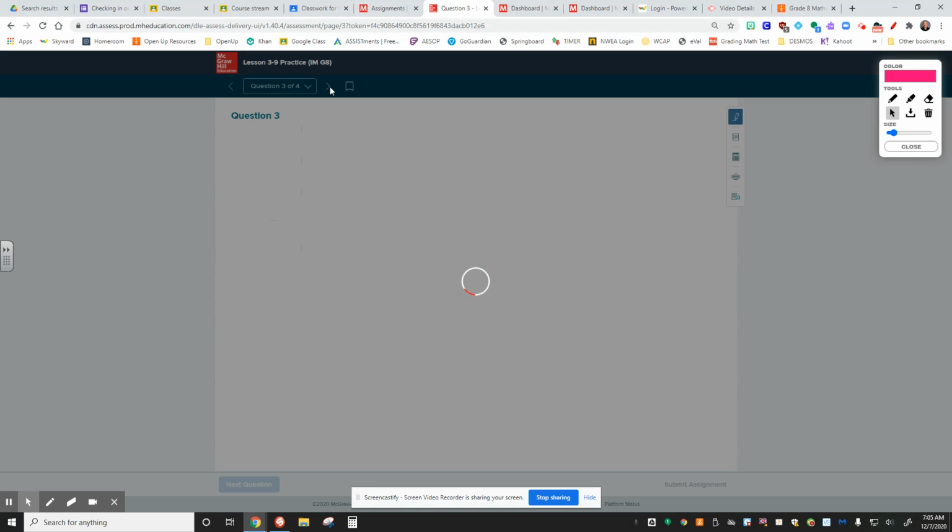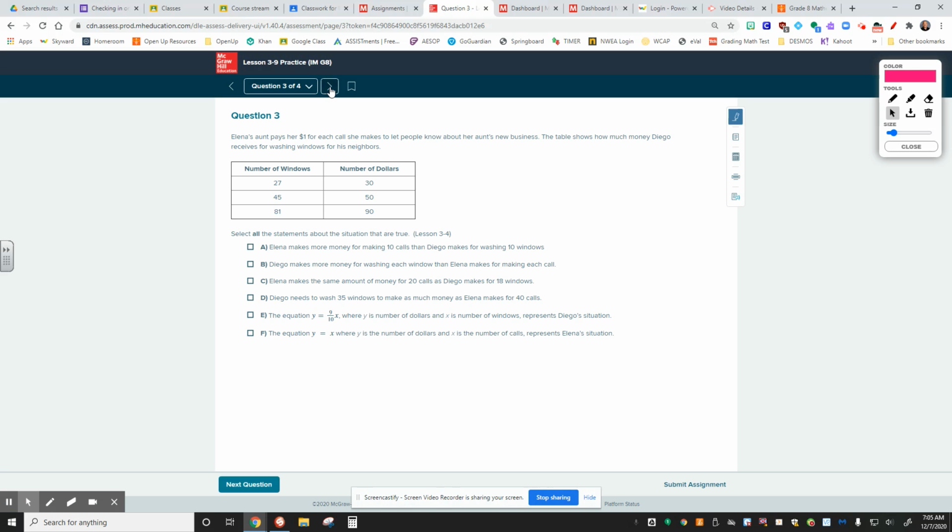Question 3. Elena's aunt pays her $1 for each call she makes to let people know about her aunt's new business. So she's working at a call center. The table shows how much money Diego receives for washing windows for his neighbors. So we have two different situations here. We have one situation where Elena's earning $1 a call. So for Elena, she gets $1 per call.